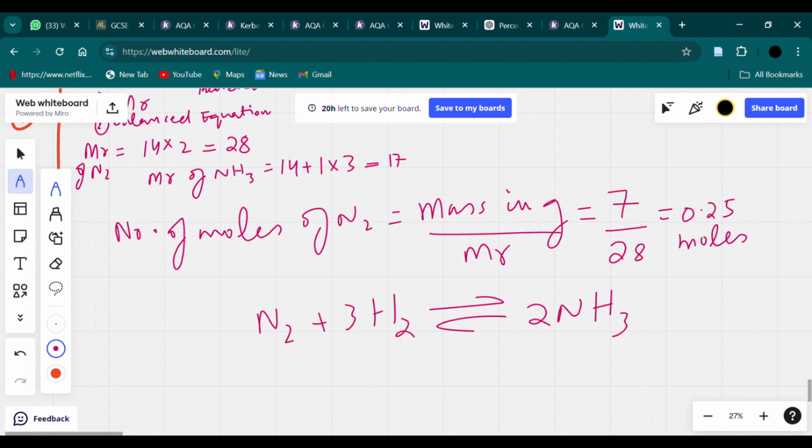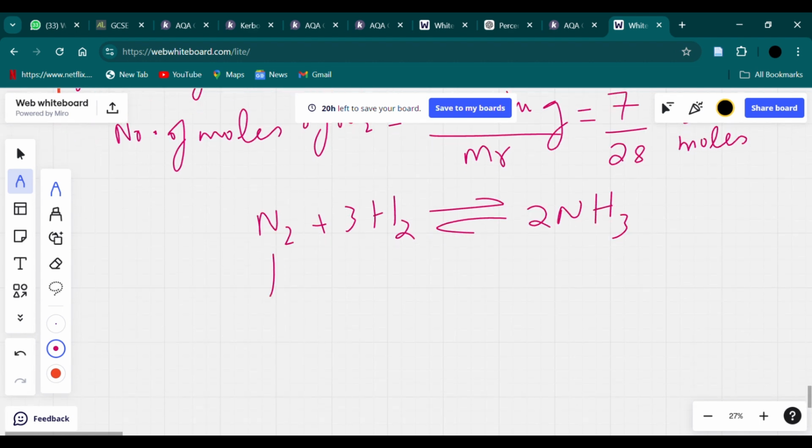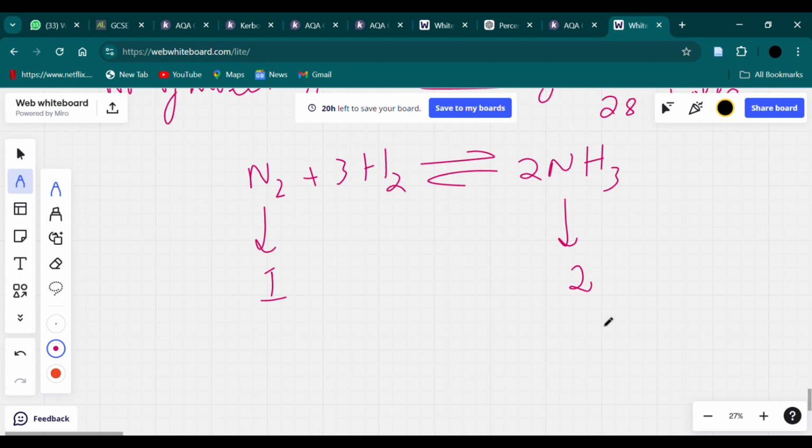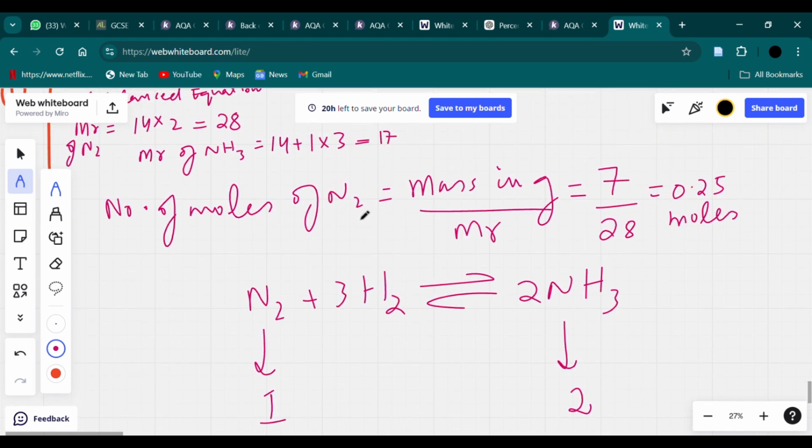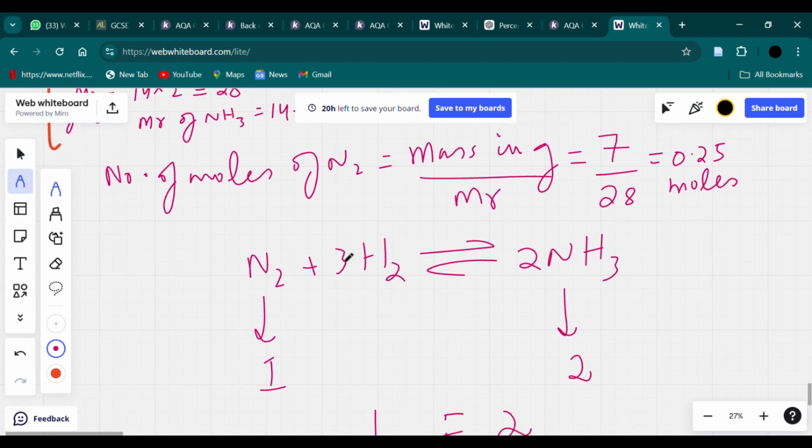So from the balanced chemical equation, you can see that 1 mole of nitrogen is producing 2 moles of ammonia. So here you will write it like that. Now, how many moles of ammonia would be produced if we have 0.25 moles of nitrogen here?